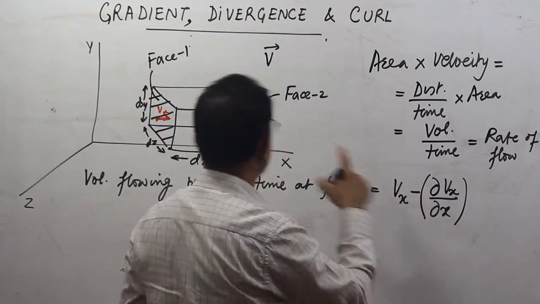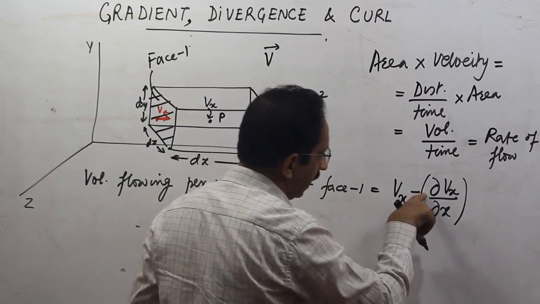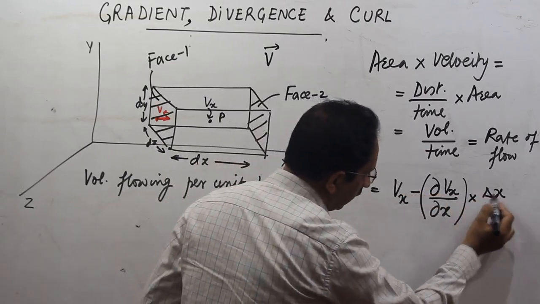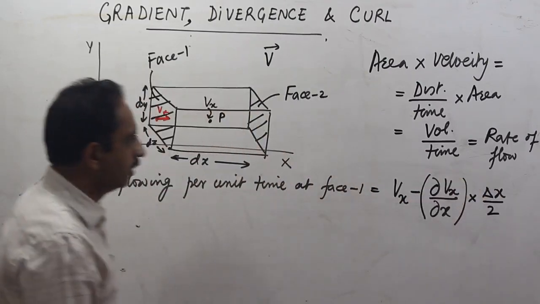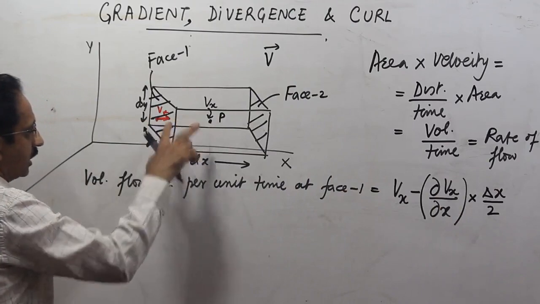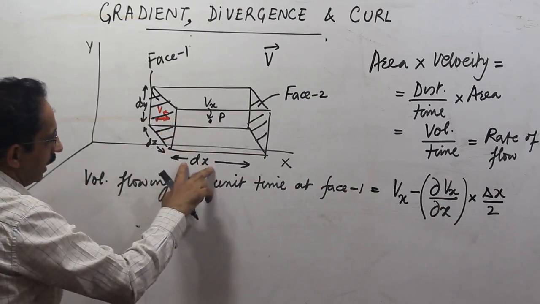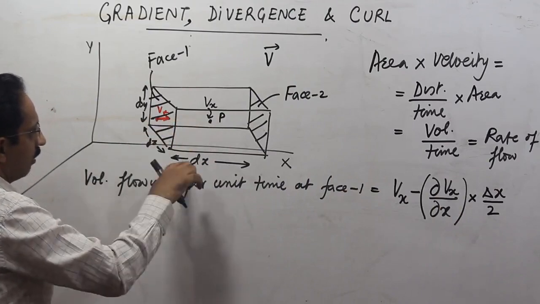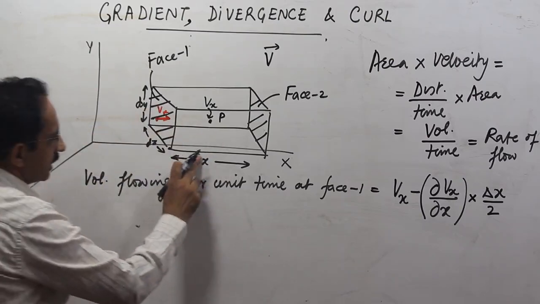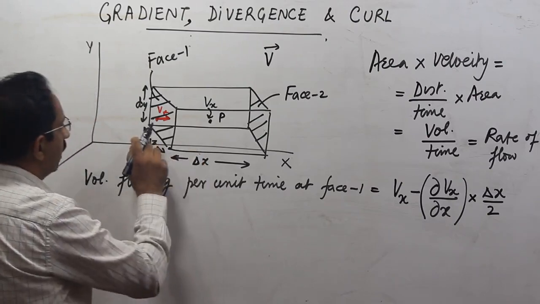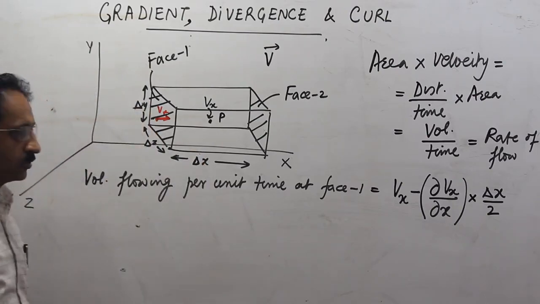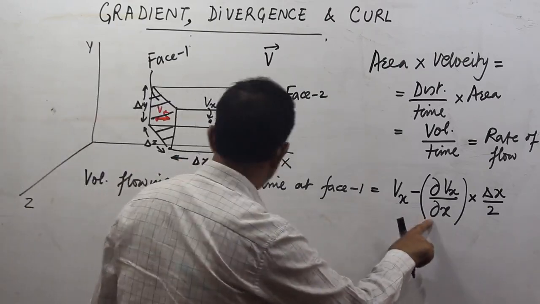How much it has changed towards the left face is that I find the rate of change of Vx with respect to x and multiply it by delta x by 2. How come delta x by 2? Because the distance from this point to here is half of this delta x, so I can write it as dx or delta x, so I call it delta x by 2. You may call this delta x, this delta z, and this delta y. So this becomes the velocity at the left face.